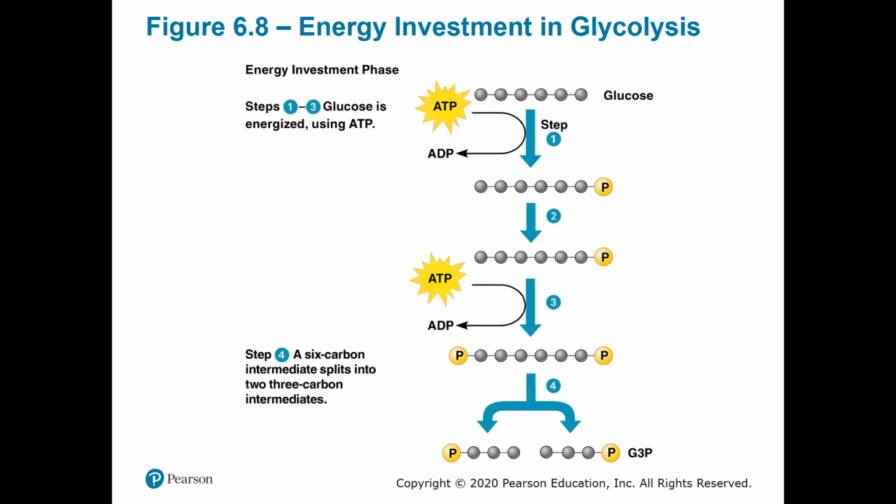So this is the energy investment in glycolysis. Once again, you do not have to know the steps. I just want you to know that this exists, where you have a glucose molecule where energy is required, used. So ATP here is dropping off energy and becoming ADP, dropping off its phosphate, and it's going to help split and break apart this glucose molecule into 2 separate 3-carbon intermediates.